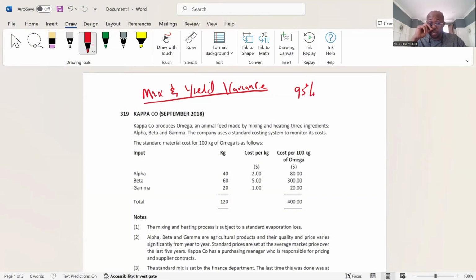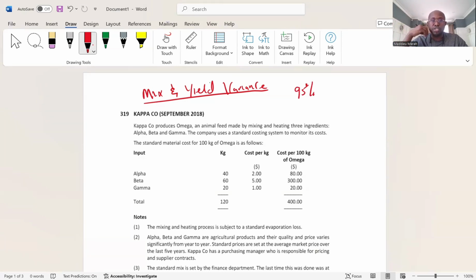So let's see how we can deal with Kappa Co. This was an ACCA past question, September 2018. So guys, please focus on the steps with the following examples we'll be solving. Take note of the process. Don't rush into the question. Take your time, analyze the question. You know your formula for variances, then you apply it. Now, let's read the question.